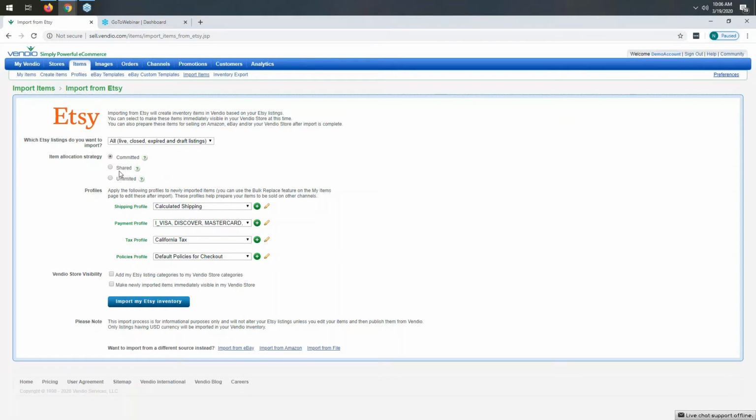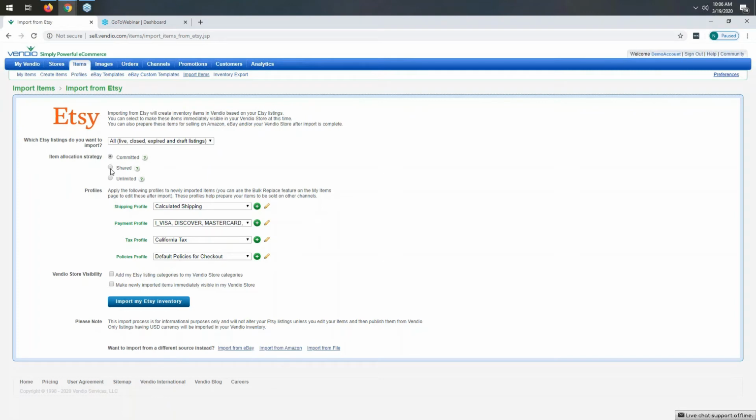The shared strategy, on the other hand, allows you to share those quantities across marketplaces. So in that same example, that quantity of 10 would be sent to both eBay and Etsy. So you would have a quantity of 10 on both marketplaces. And then when an item sells on eBay, in the same example, both your Etsy and eBay quantities would be reduced by a quantity of 1 and would be a quantity of 9 instead.